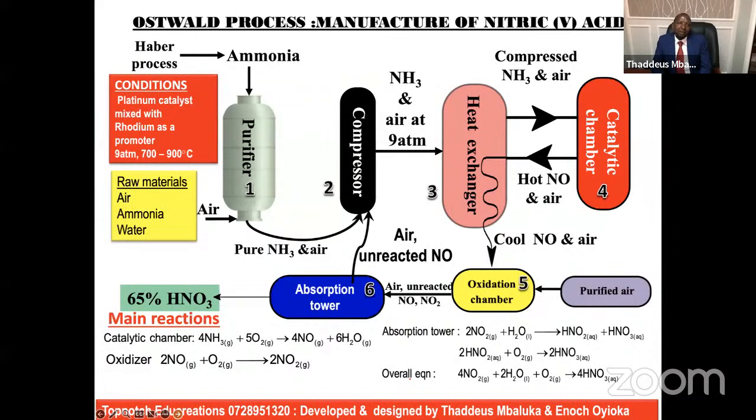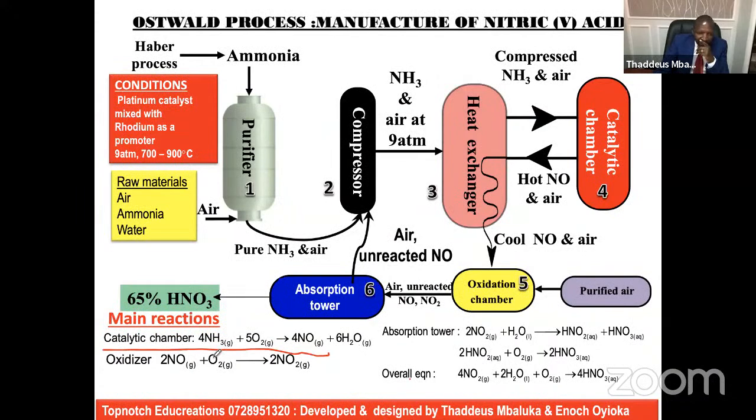So again, we are getting ammonia from the Haber process, then we have air. The gases are normally purified and compressed. When they are purified and compressed, we take them to the heat exchanger, and from the heat exchanger to the catalytic chamber. In the catalytic chamber are the main reactions. The first reaction occurs in the catalytic chamber, and you can see it. This is the catalytic oxidation of ammonia. The ammonia reacts with oxygen to form nitrogen 2 oxide and water.